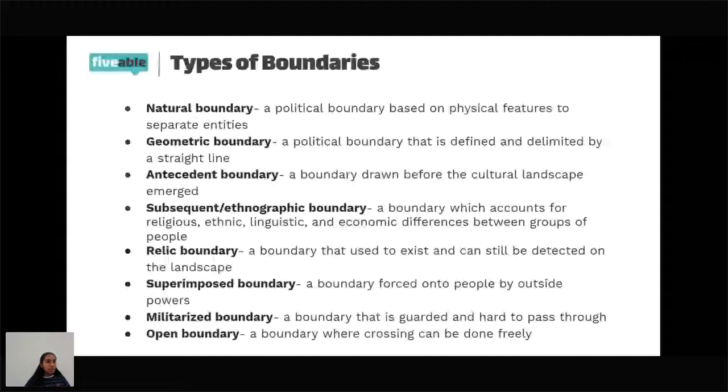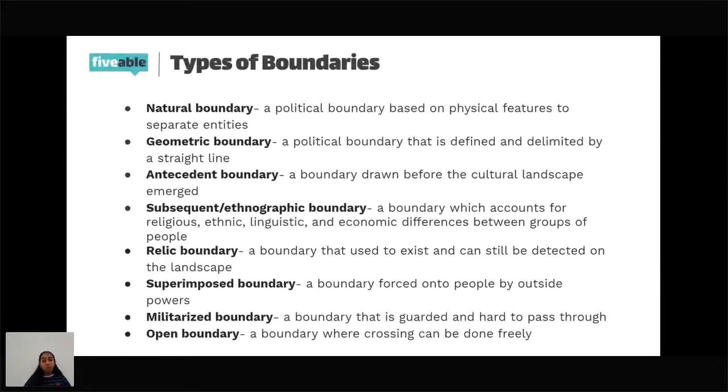A militarized boundary is a boundary that is heavily guarded and very hard to pass through. And a main example of this would just be the boundary between North and South Korea. And there's a huge wall, there's a bunch of guards, and you literally cannot pass through it. And there's this zone in the middle called the DMZ, or the demilitarized zone, between North and South Korea.